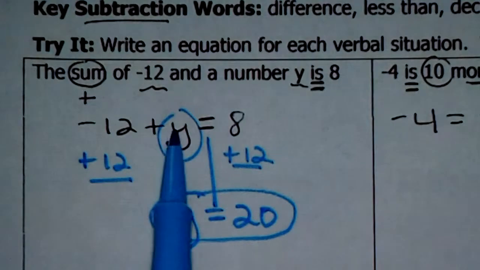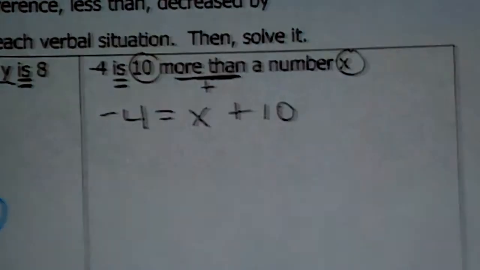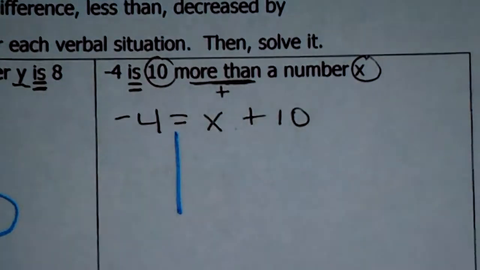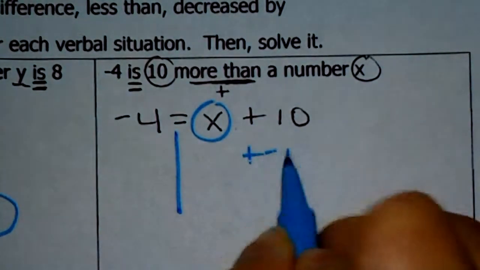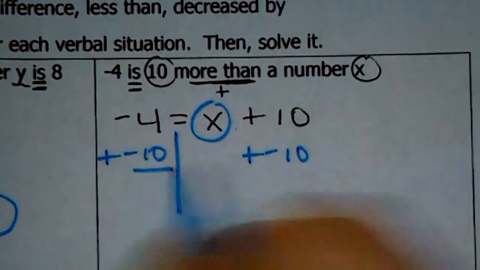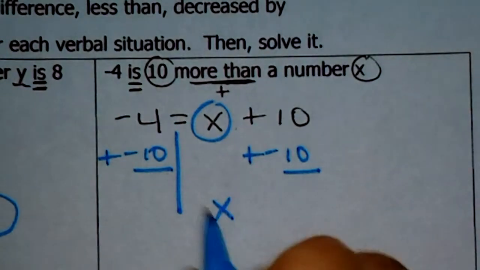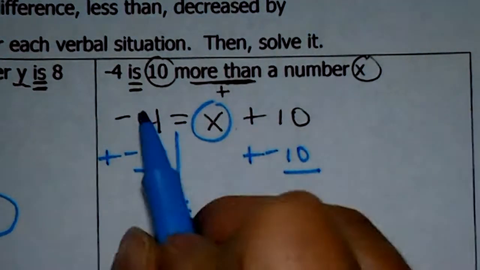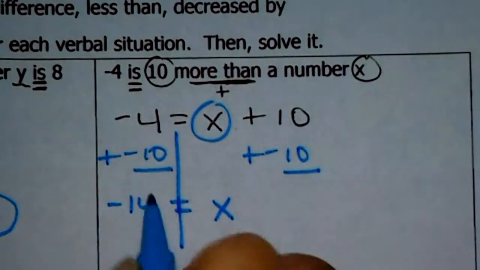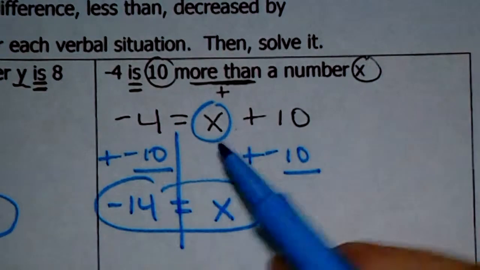Is negative 12 plus 20 equal to 8? Yep, so we're right. Look at the next one. We'll draw our line. Here's the x. I need to get rid of this 10 that's being added, so I'm going to add a negative 10. That means that x is by itself on this side of the equation. I just wanted to get x alone. It doesn't matter what side. And a negative 4 plus a negative 10 is negative 14. Is negative 14 plus 10 negative 4?